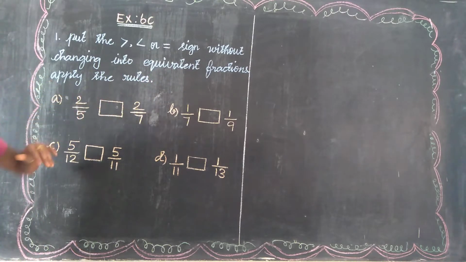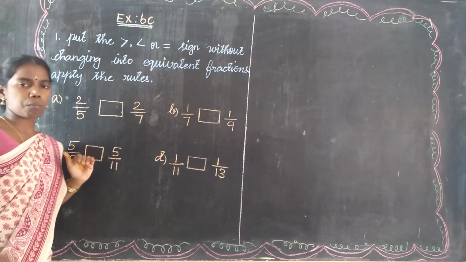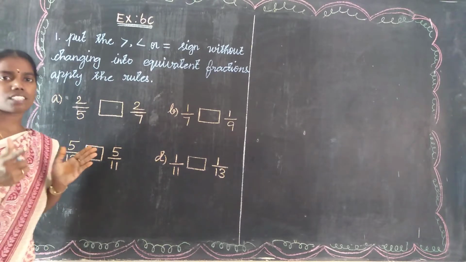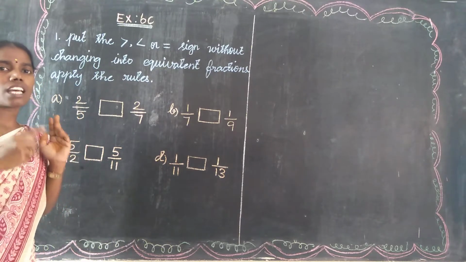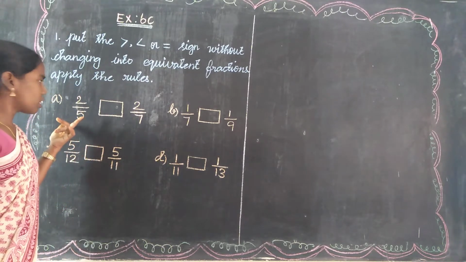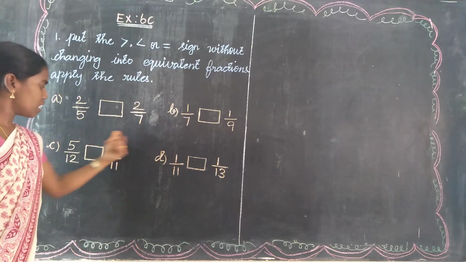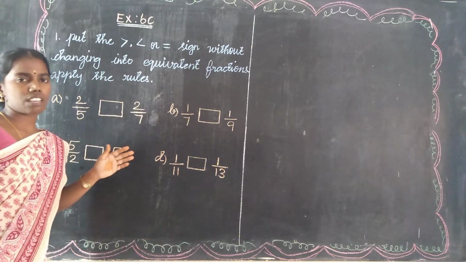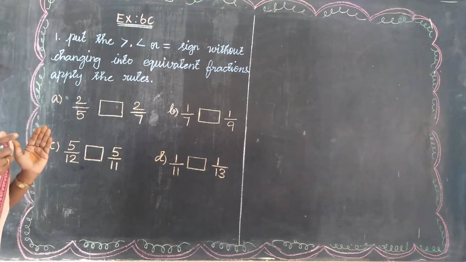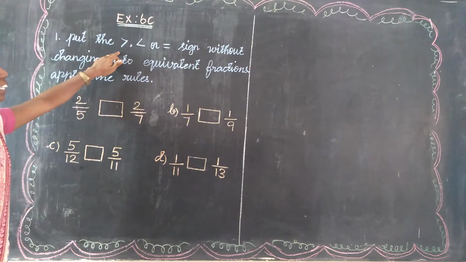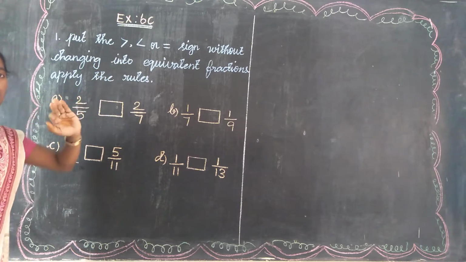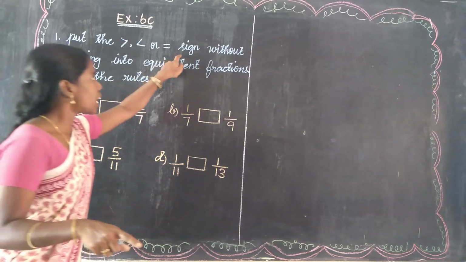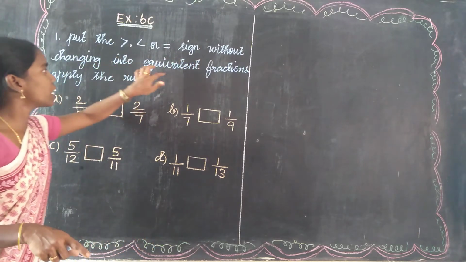See, listen students, some pairs of numbers are given. Two numbers are there, so we can compare them. First one is A, then B, C, D. The first fraction is 2 by 5 and the second fraction is 2 by 7. Compare these two fractions using the symbols greater than, less than or equal, and fill up the box without changing into the equivalent fraction.